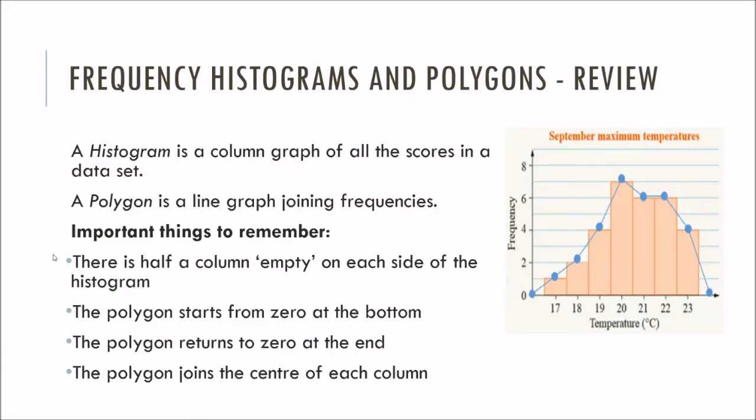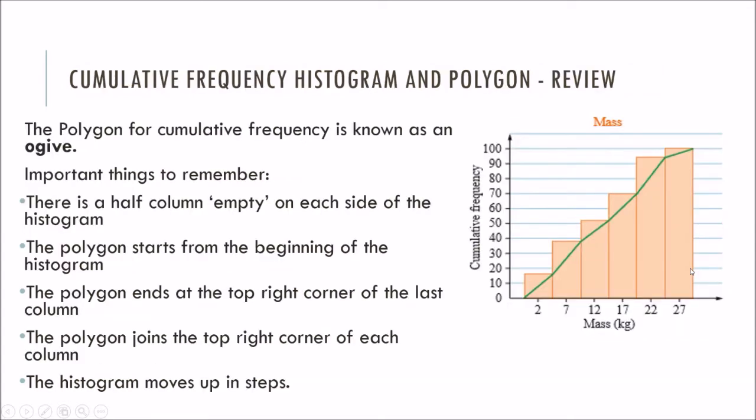Now, just a bit of a review on our histograms and our polygons. A histogram is a column graph of all the scores in a data set, and the polygon is the line joining the frequencies. So remember, we have this half column at the beginning and at the end. Our polygon is starting down here from the middle of that half column, and it's ending down here at the end of that half column. It's going to the middle of each of our columns, and that's where our polygon sits.